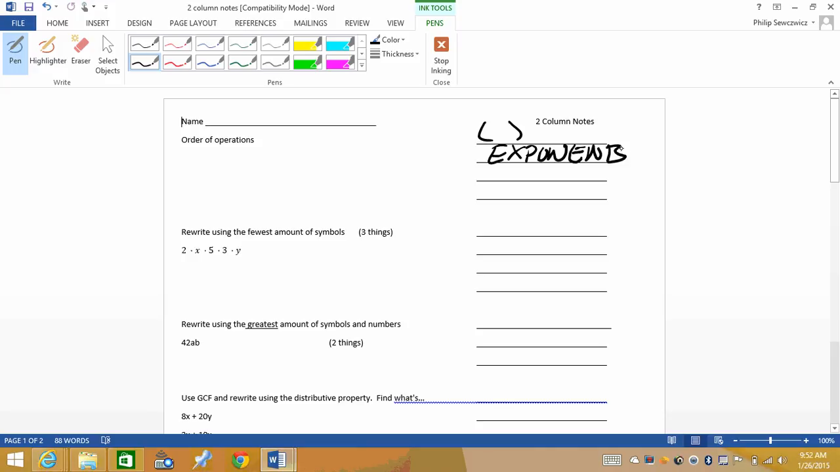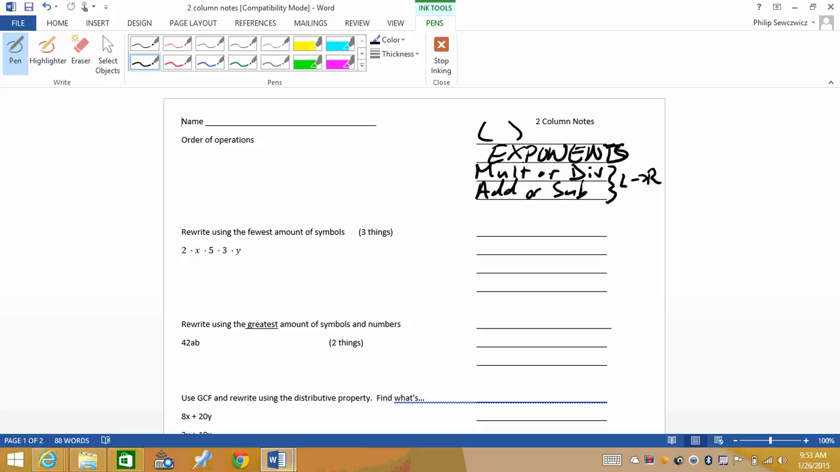After exponents, we're looking for any sort of multiplication or division. And remember, that's based off of left to right. And the last are the two people that are left over, which is any sort of addition or subtraction. And remember, with these two, it is from left to right. Not always multiplication first, not always addition first. It just kind of depends.